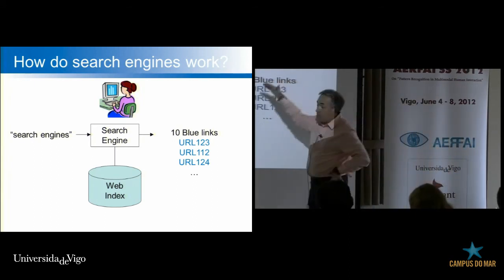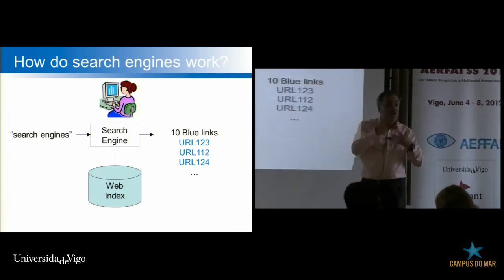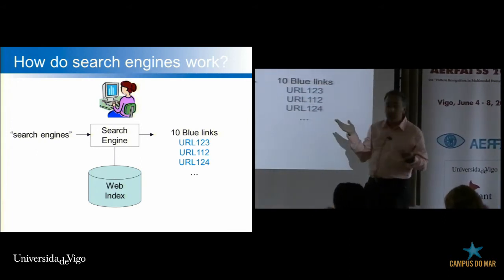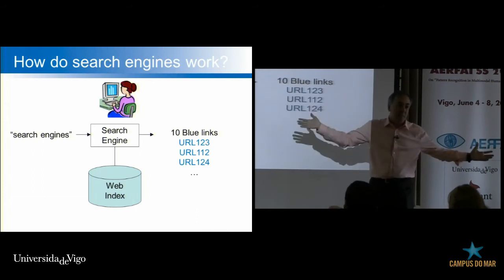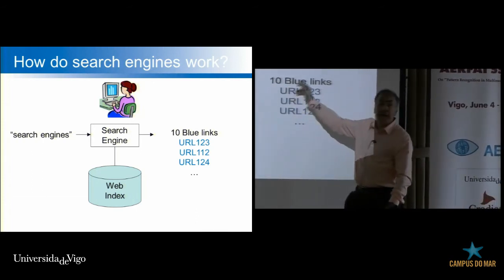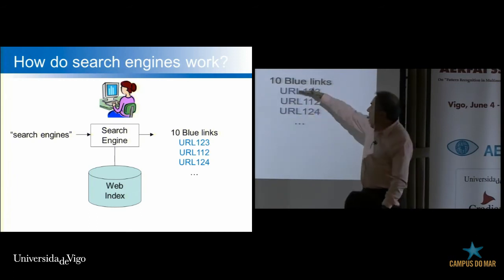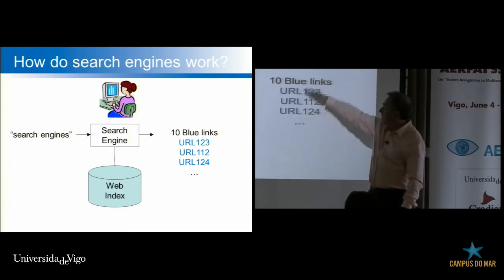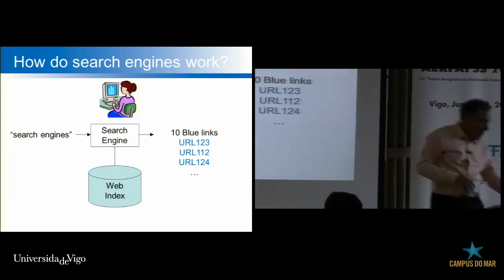Essentially, the problem, once you think about it, is very interesting mathematically, but it was daunting. How can you search that many web pages in milliseconds? The approach is what they call the 10 blue links. You find the URL, the web page, that contains that, and you rank them somehow.